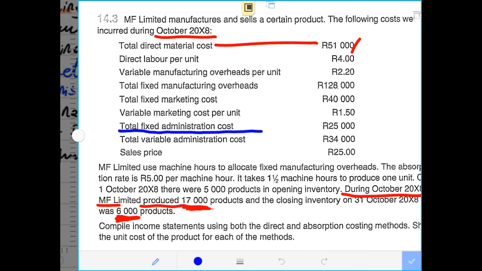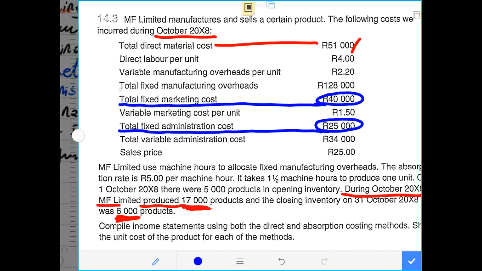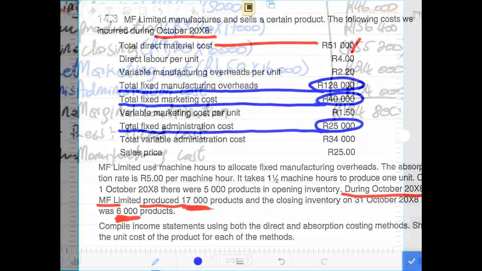Total, and they are already in total. We don't have to multiply anything. 25,000 rands. Total fixed marketing cost 40,000 rands, and total fixed manufacturing overhead cost 128,000 rands. So now the last one that we need to record is the administration cost, marketing and administration.